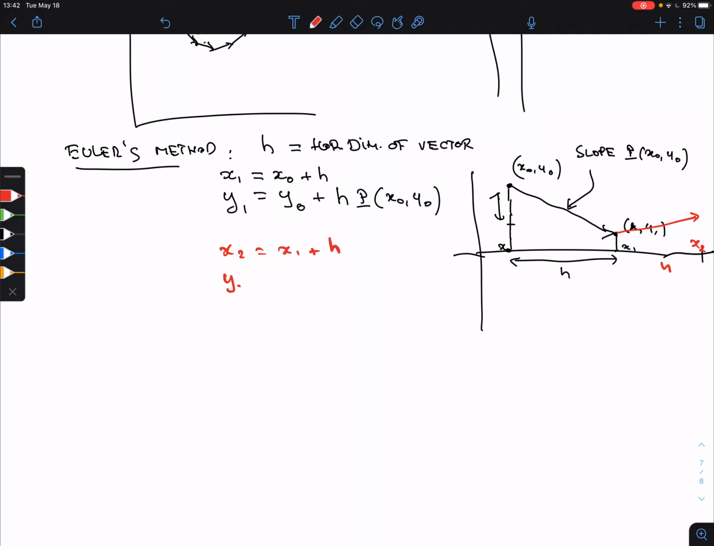And what would y2 be? Well, the same thing. To this y1, we have to add something given by h times the slope at this point. Now, what is the slope at this point? We are at the point x1, y1, so you put x1, y1 in P. So x1, y1. Okay? So let's write down what this means.